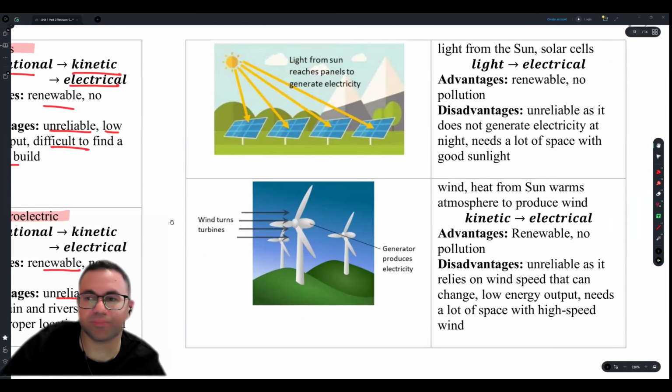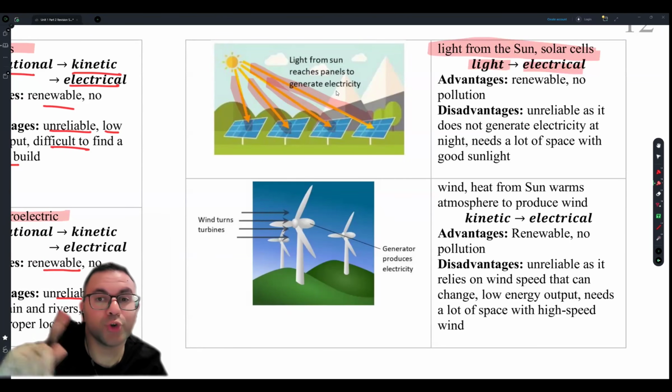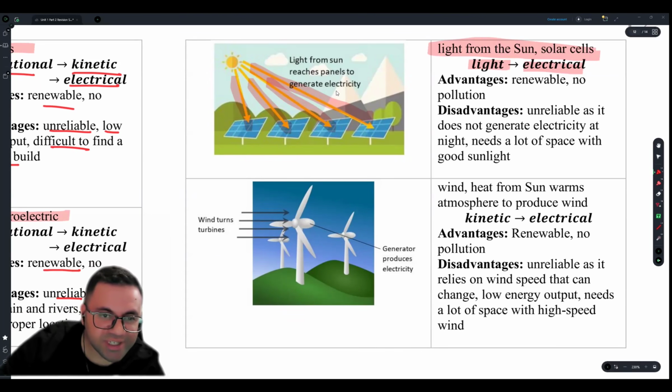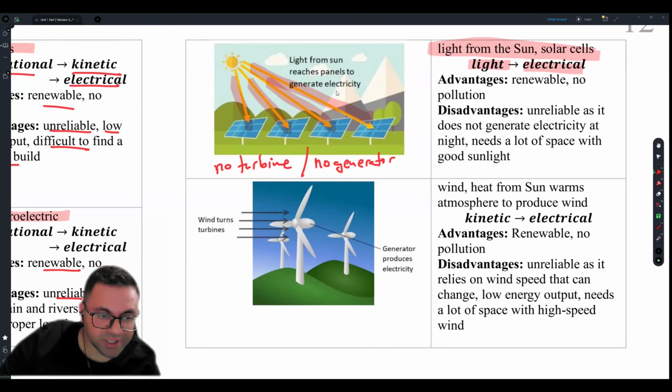The last two are very simple. Solar panels or solar cells, not solar heaters, okay? Solar cells just convert light to electricity. Done. That's all they do. There are no moving parts. There's no turbine and generator. This is the only station with no turbine and no generator. The solar cells chemically react with the sunlight and produce electricity, like immediately a current or a voltage.